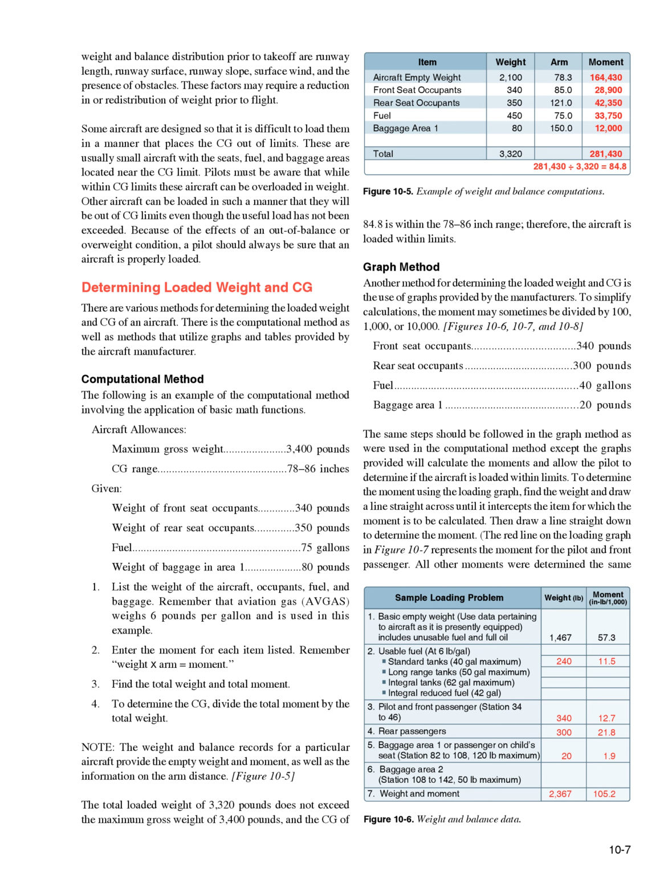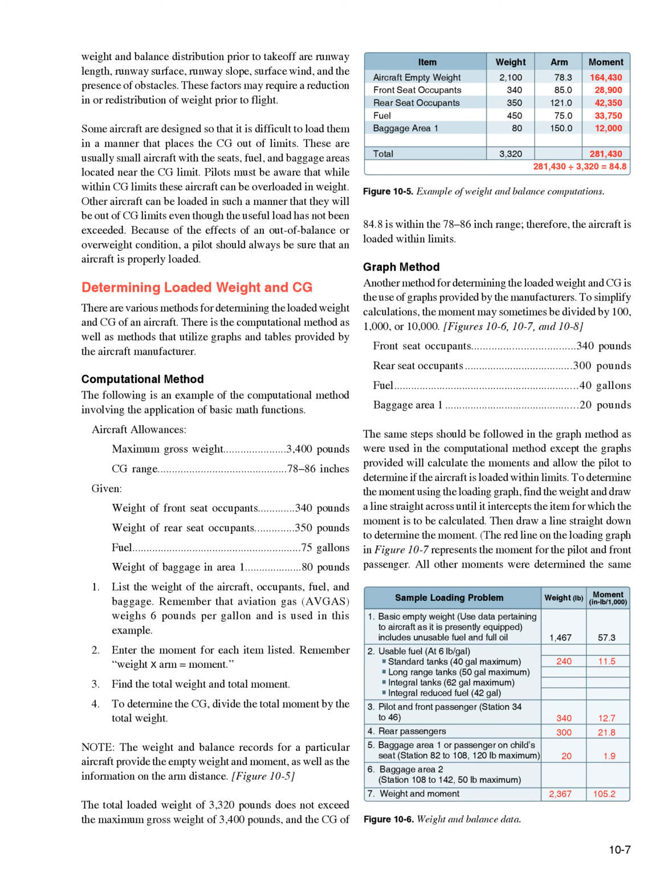Aircraft allowances: maximum gross weight, 3,400 pounds; CG range, 78 to 86 inches. Given: weight of front seat occupants, 340 pounds; weight of rear seat occupants, 350 pounds; fuel, 75 gallons; weight of baggage in Area 1, 80 pounds. 1. List the weight of the aircraft, occupants, fuel, and baggage. Remember that aviation gas, avgas, weighs 6 pounds per gallon and is used in this example.